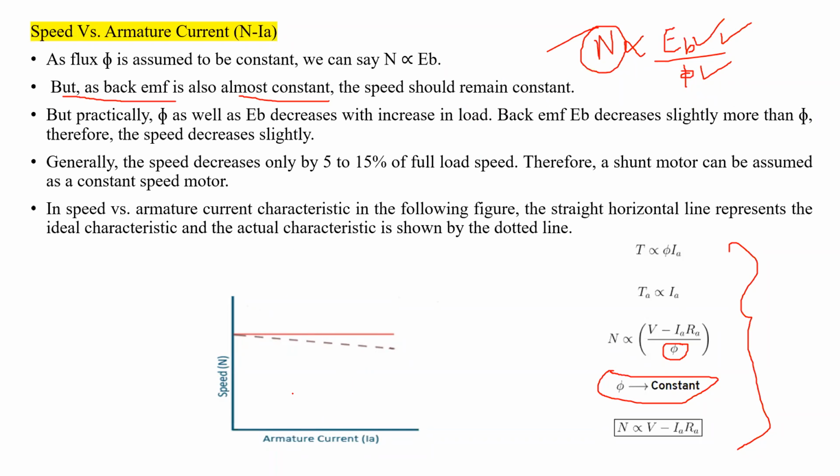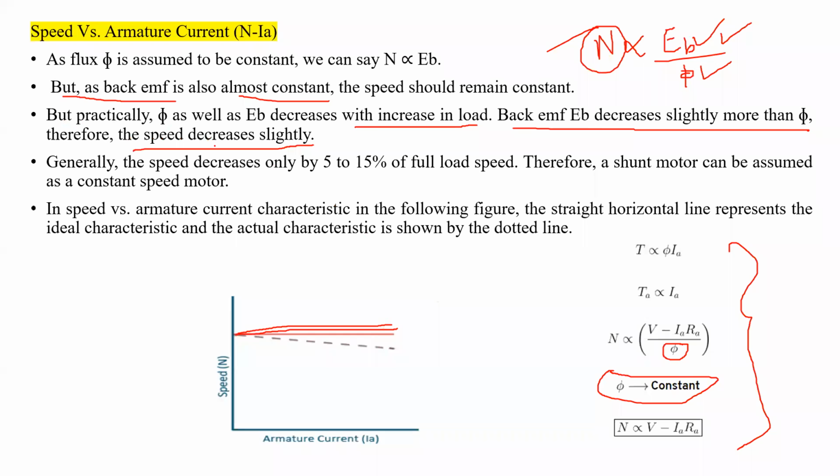But practically, flux as well as Eb decreases. With increasing load, back EMF Eb decreases slightly more than the flux, therefore the speed decreases slightly. Since the back EMF is almost constant, the speed is also constant here. So the speed is irrespective of the armature current for the DC shunt motor. It remains constant.